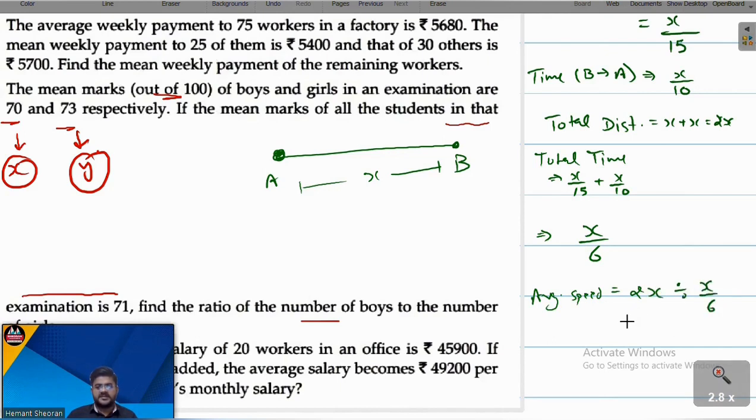So how are we going to do the division? The division sign will change into a multiplication sign and this will get reciprocal. So x will cut out x and the answer that will come out to be is what? 12. Get it? So 12 is the average speed, kilometer per hour. Is it clear?